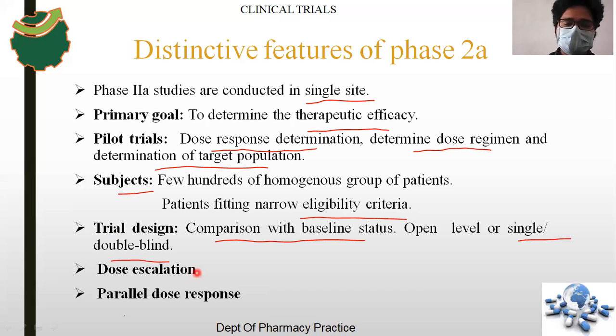Okay. Next one, we will use a parallel dose response. Like we already saw, one group will receive the standard or test drug, and another group will receive only the placebo. It means the control will receive only the placebo or a standard existing treatment. Why we are giving standard existing treatment here, we'll be discussing in further slides.